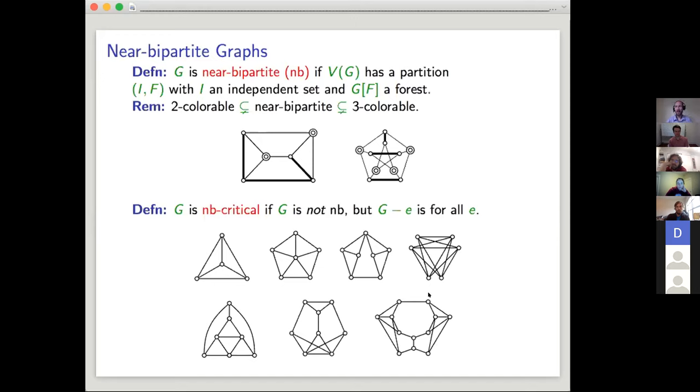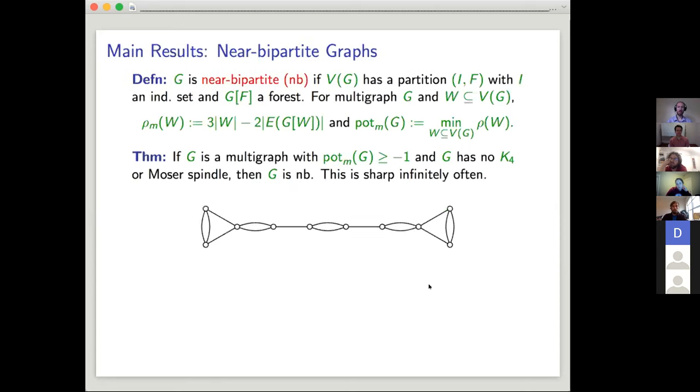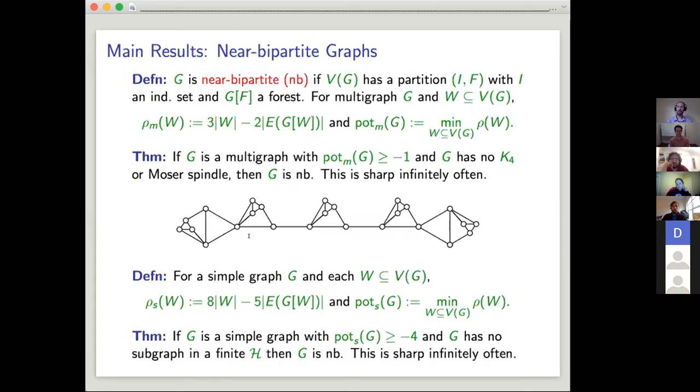Asymptotically, there's a big difference, because the three critical graphs all need at least average degree 10 thirds. Whereas we came up with these examples of graphs that are near bipartite critical, and they only need average degree 16 fifths. So asymptotically there's a big difference, but when you're looking at small numbers of vertices, it's hard to see and make that distinction.